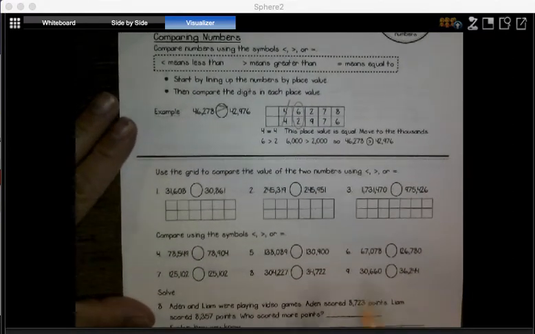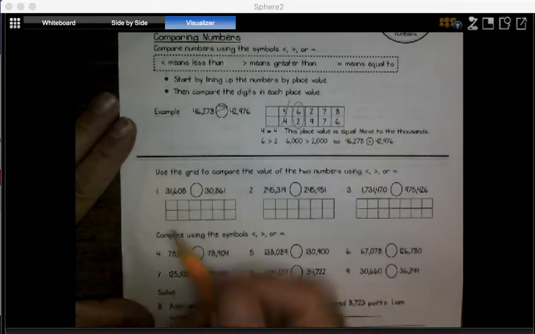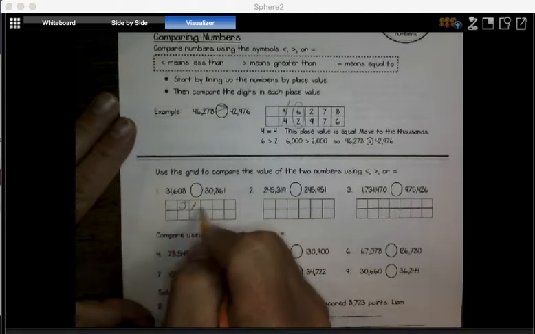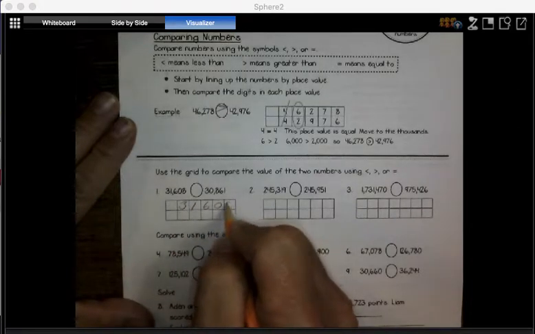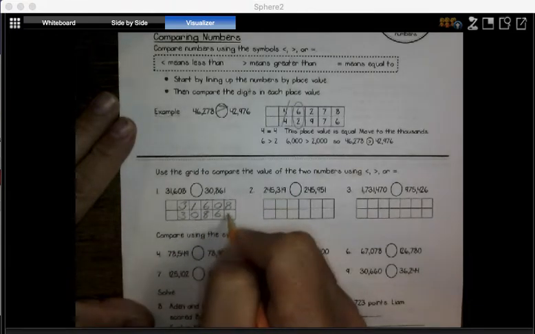So let's work through a few in the next part of this sheet. It says use the grid to compare the value of the two numbers using less than, greater than, or equal to. Again, they gave us two numbers, 31,608, and we're going to compare it to 30,861. Using the process from above, we'll fill in our grids: 3, 1, 6, 0, 8, and 3, 0, 8, 6, 1.